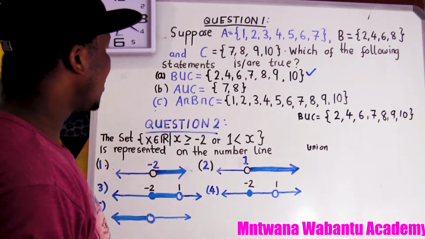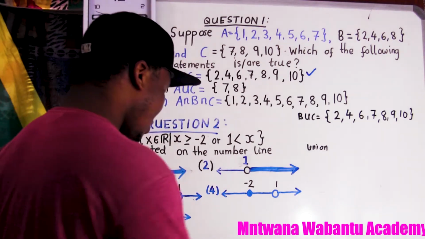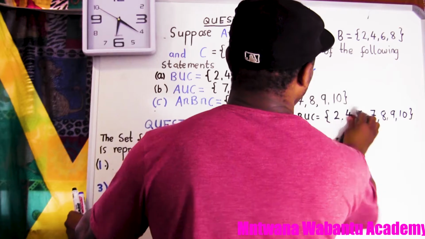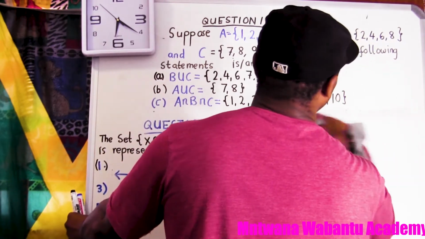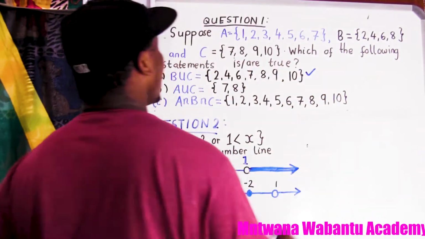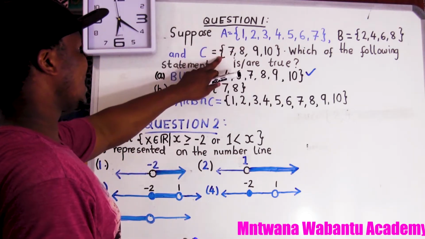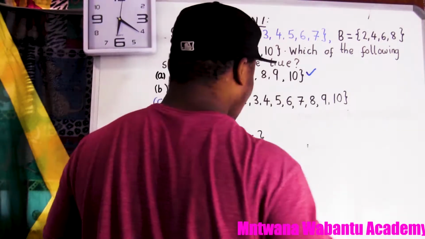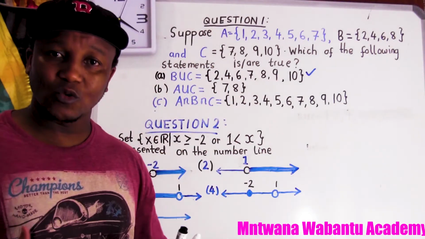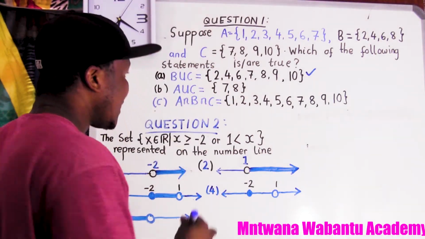Now they say we should check A union C. So let's go to A union C. For A union C, let's work it out and see if it's true or not true. Where is A? This is our A. Union C, this is our C. It means you have to put them together. So let's work it out and find a solution, then compare with our answer.